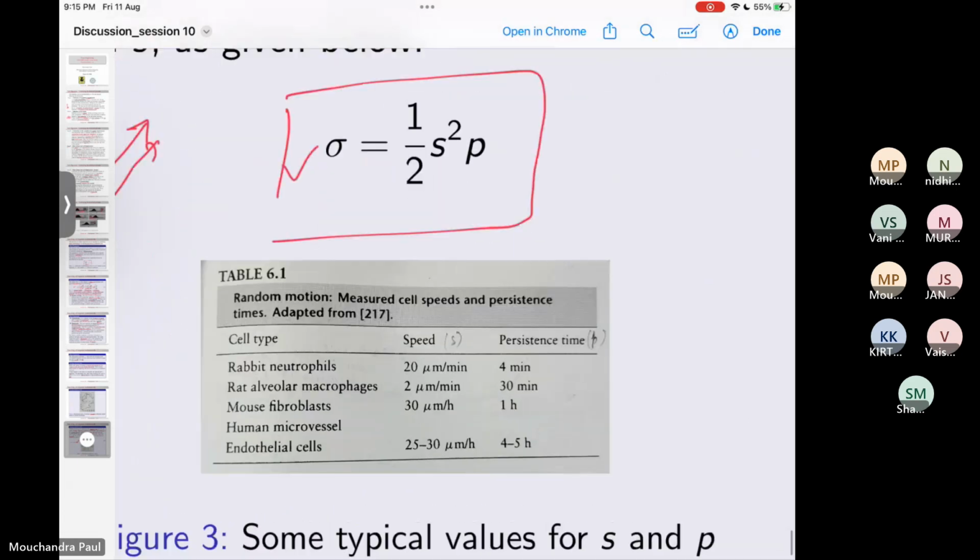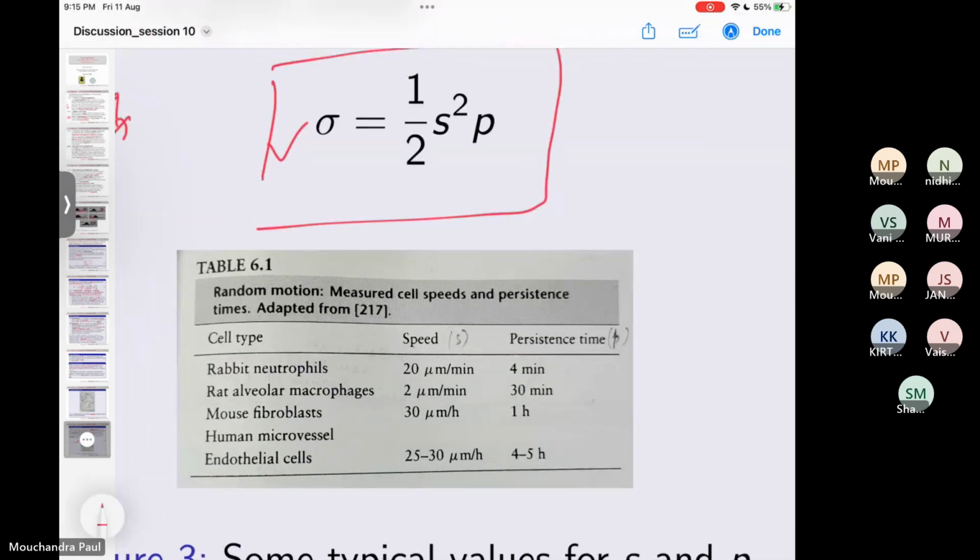Now here in this table, values of speed and persistence time that people have measured for different cell types are given.